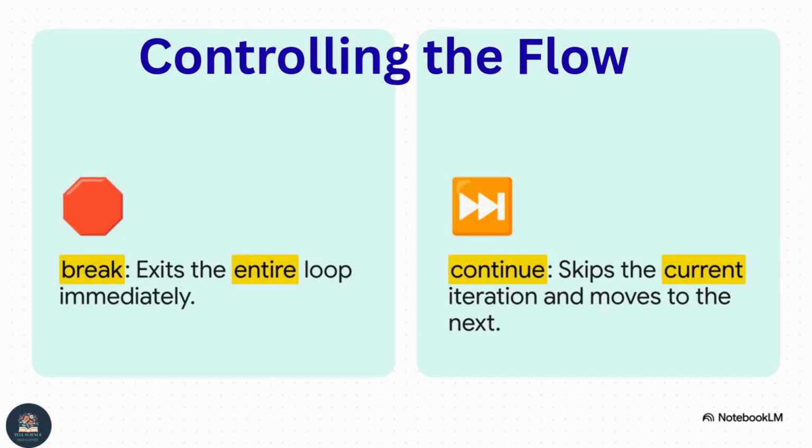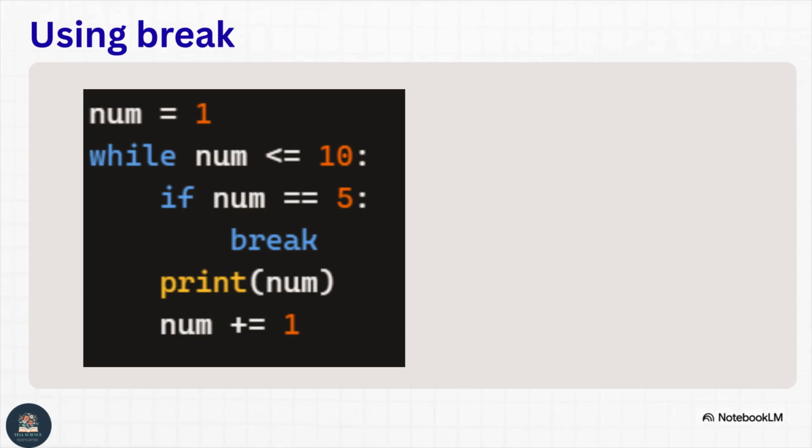The break and continue keywords give us fine-grained control from inside the loop. I like to think of break as an emergency exit and continue as a shortcut to the next lap. Let's look at break. Here, it's our escape hatch. Even though the main condition says to run until num is 10, we have an if statement that says, hey, if num equals 5, hit the brakes. And bam, the loop stops dead in its tracks. That's why the output only goes up to 4.